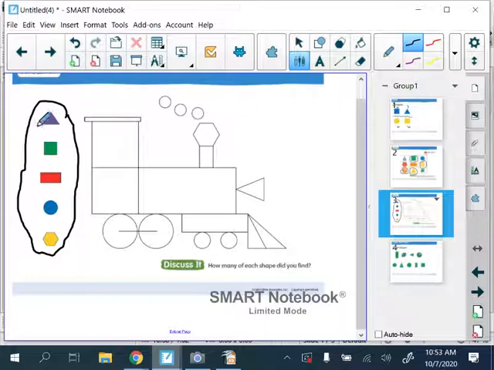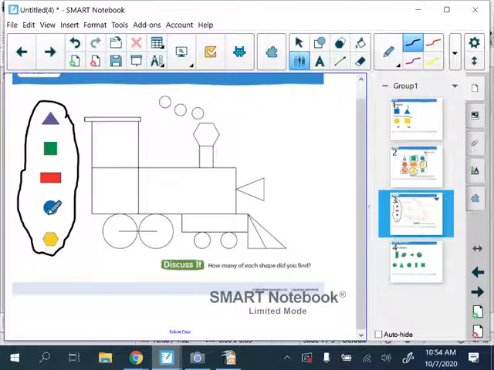So the triangle, if you ever see a triangle on the train, you're going to color it purple. Whenever you see a square on the train, you're going to color it green. Whenever you see a rectangle on the train, you're going to color it red. Whenever you see a circle on the train, you're going to color it blue. And whenever you see a hexagon on the train, you're going to color it yellow.